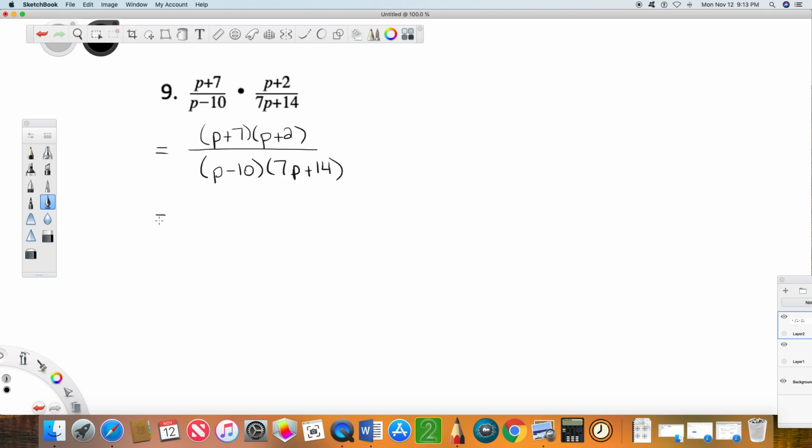Now, everything is factored completely except in the denominator, this 7p plus 14. Let's rewrite 7p plus 14 as 7p plus 7 times 2. You can see that a 7 is common to both terms. If we factor out that common 7, what we have left in the first term is p, and the second term is 2.